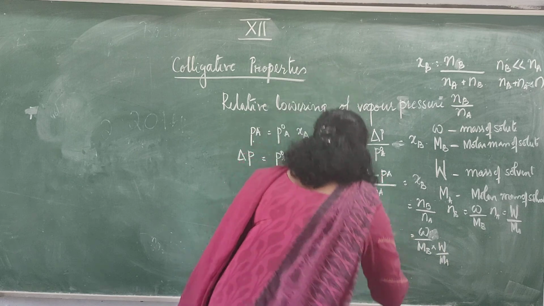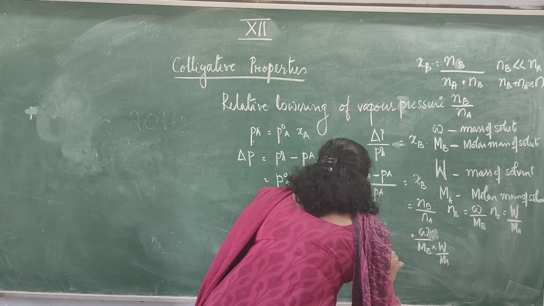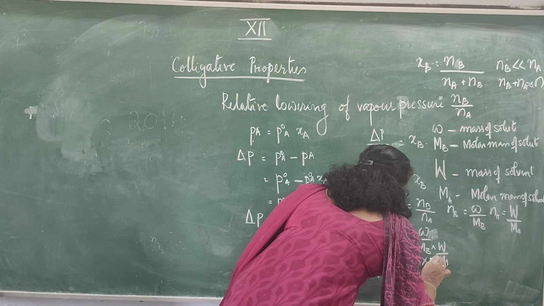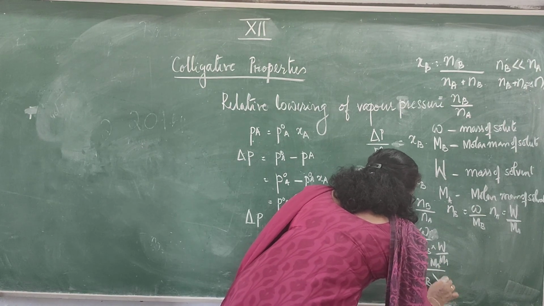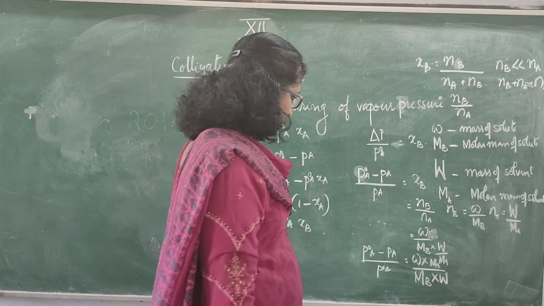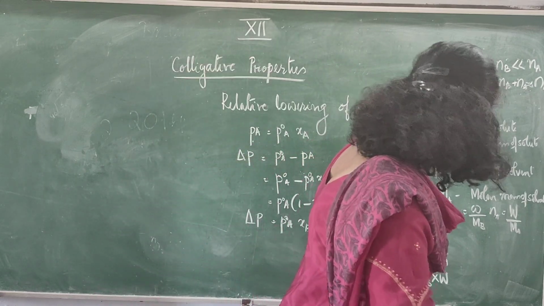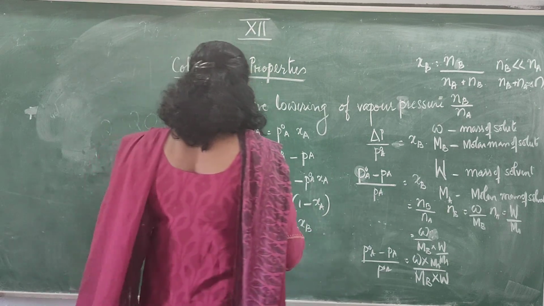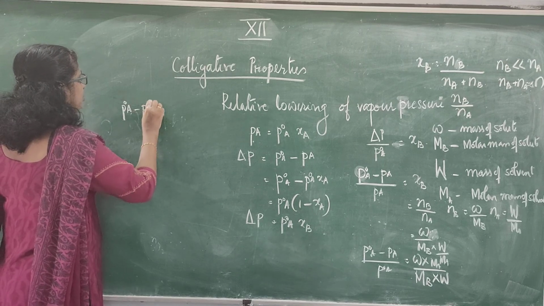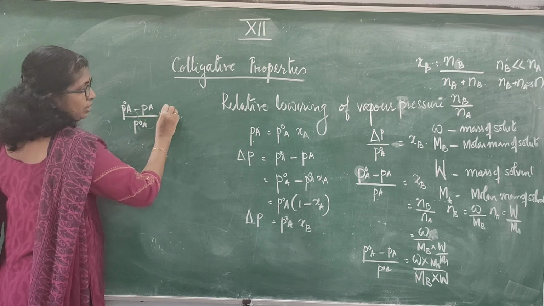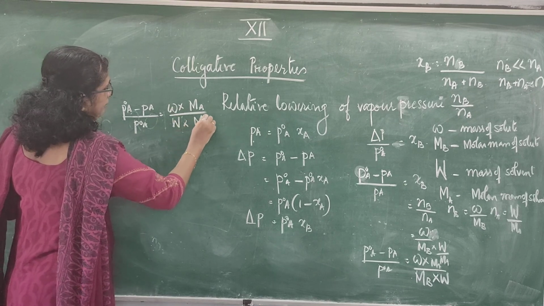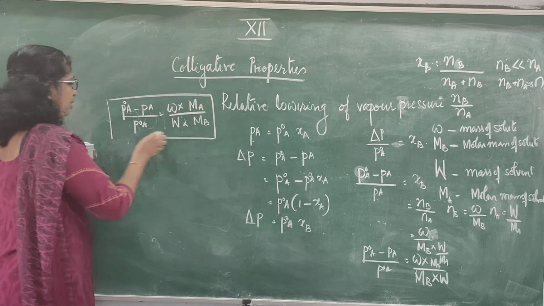So, you can write this as P naught A minus PA by P naught A is equal to small w into MA by MB into capital W. So, the relative lowering of vapor pressure, P naught A minus PA by P naught A, is equal to small w into MA by capital W into MB. This is the expression for the relative lowering of vapor pressure.